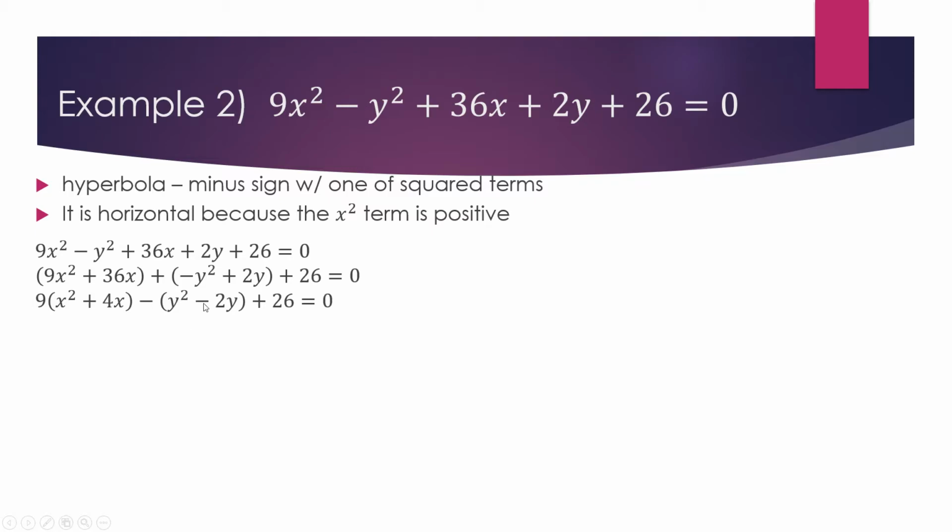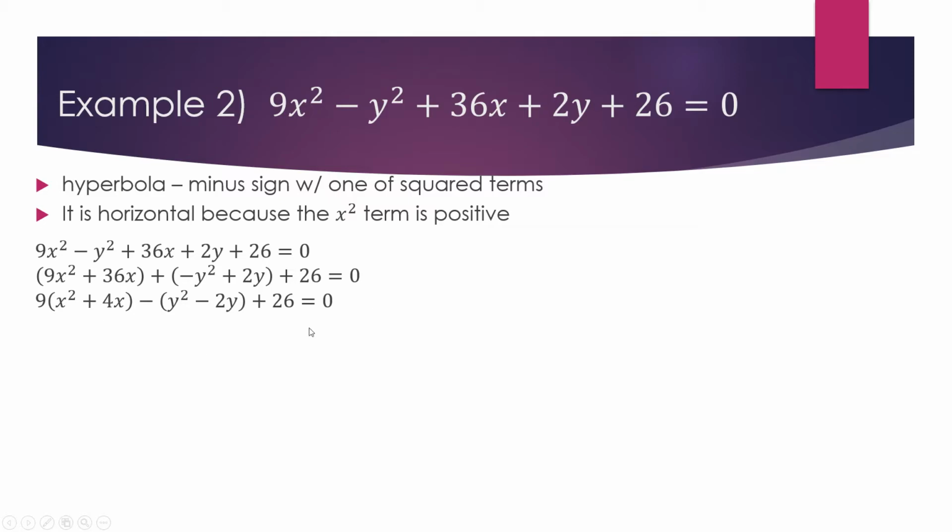Now if we factor out the coefficients in front of those square terms out of everything inside the parentheses, we're going to factor out the 9 from both of the x terms. We're going to factor out a minus sign from both of the y terms, which is going to give us y squared minus 2y plus 26.